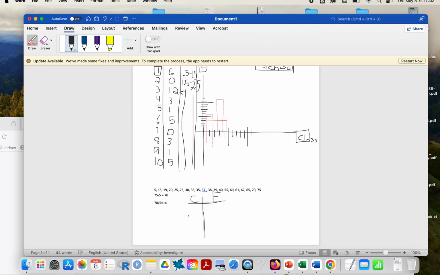So what we'll do is we're going to start at the lowest number. This ensures that our first class contains a value. Now, we're going to take 14, and we're going to add it on to 5. And so we're going to have 19. So what we're generating right now are the lower class boundaries.